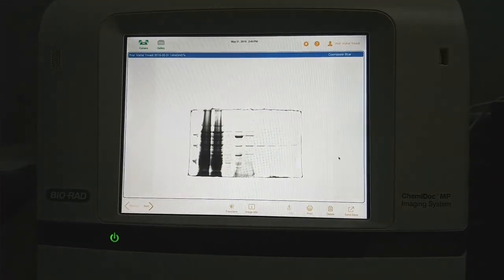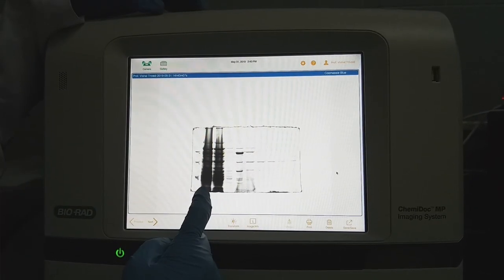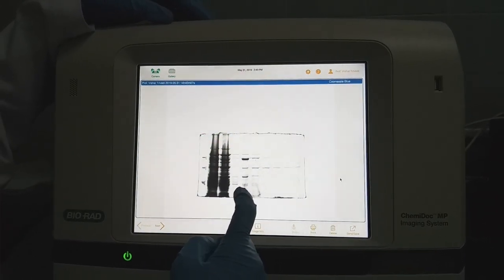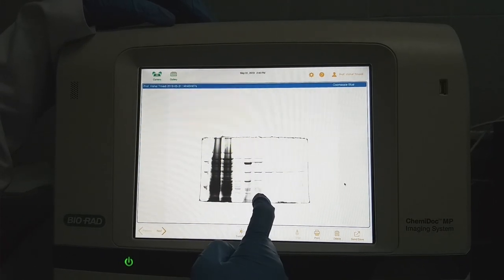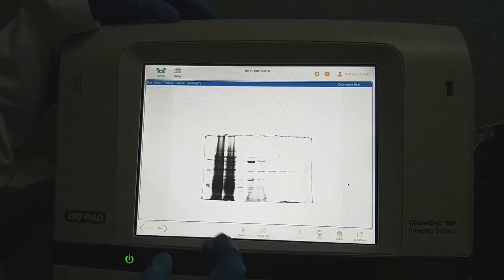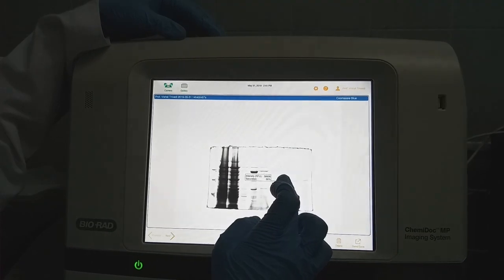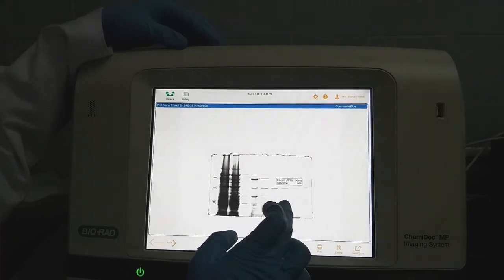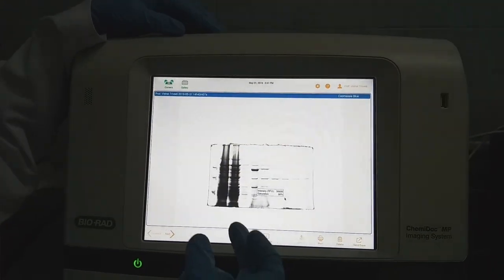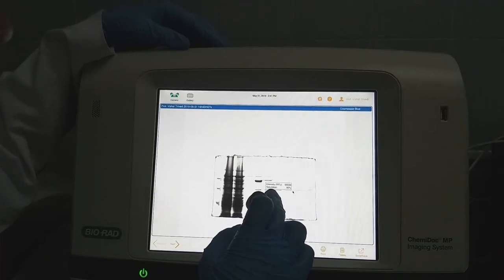So we have loaded a marker from this side. The second one is the load, this is the flow through, wash 1, wash 2, and these fractions are the eluted fractions, 1, 2, 3, 4, 5, serially. As we can see, the eluted fraction shows a band corresponding to this protein, but the molecular weight can be calculated using the Image Lab software.